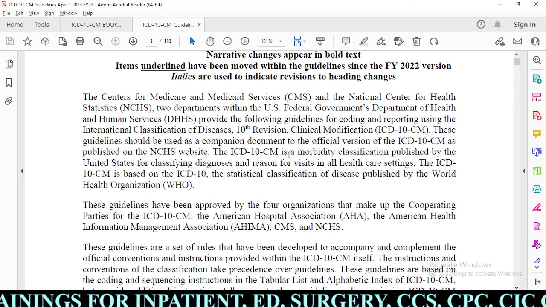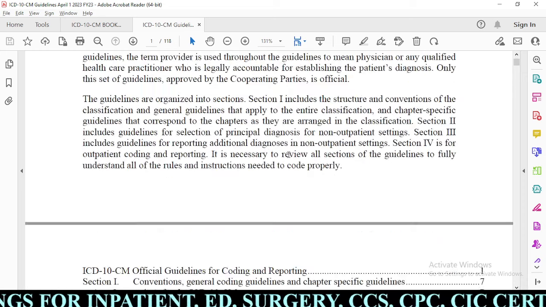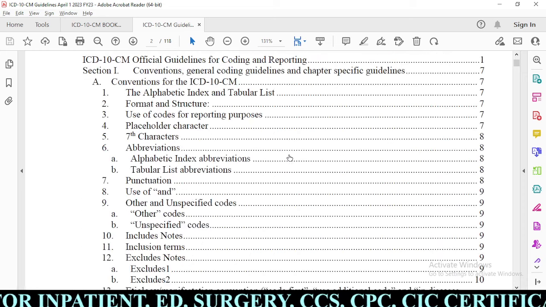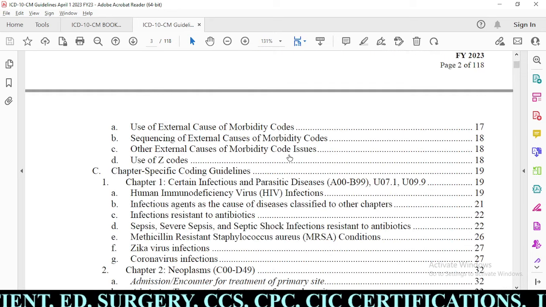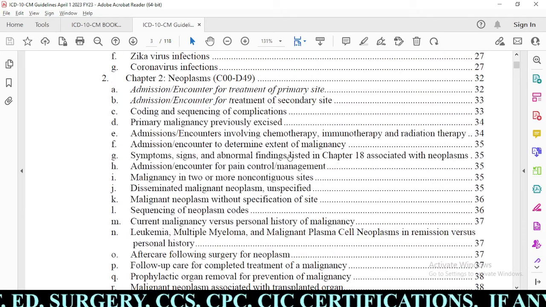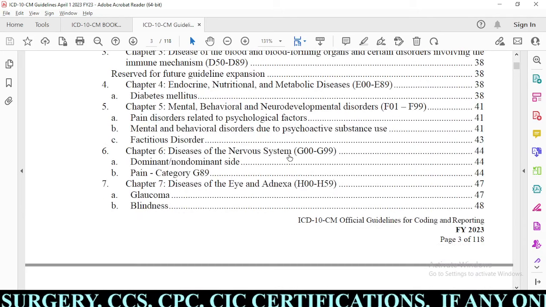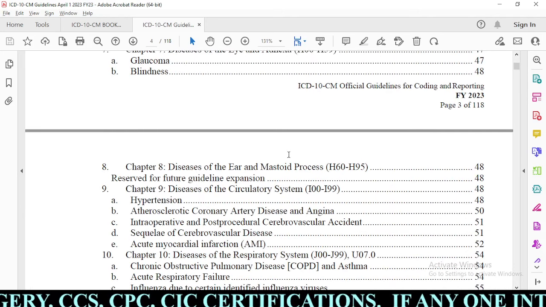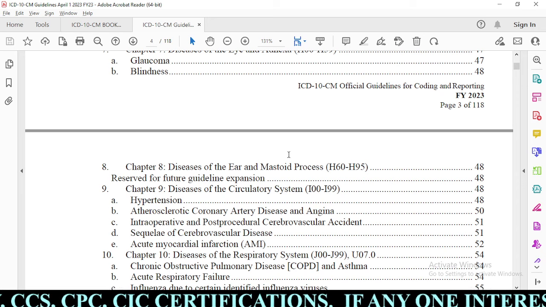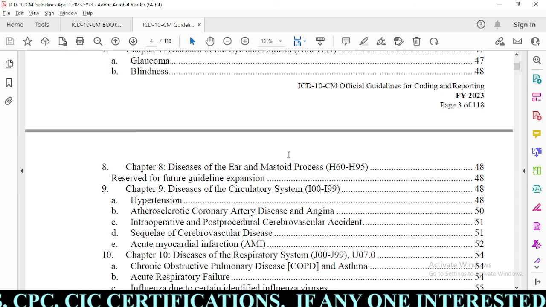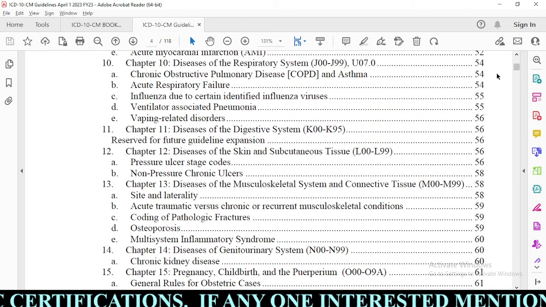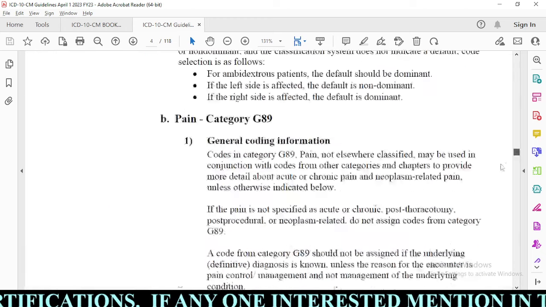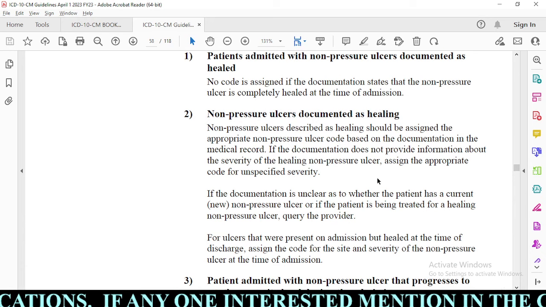So you need to master all these guidelines. Our Fast Coder 21 channel has all the chapters, scenarios, and guidelines, so you can watch those videos. We will put them in the description of this video. So you need to know all these guidelines along with a few example series.